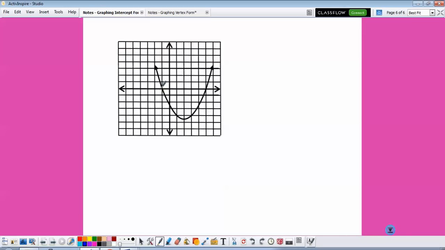Let's try another one. We need the intercepts. So those are p and q. So -1 and 1, 2, 3, 4, 5. For a, I'm going to find the vertex, and then I'm going to go over 1 box and see where it hits. So that's over 1 and up about a half. So a is 1/2. So plug into my formula, y equals 1/2 times (x plus 1) times (x minus 5).